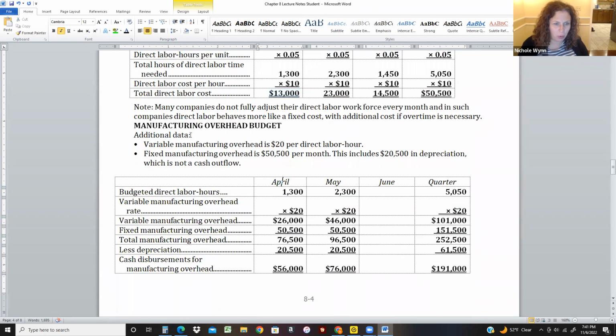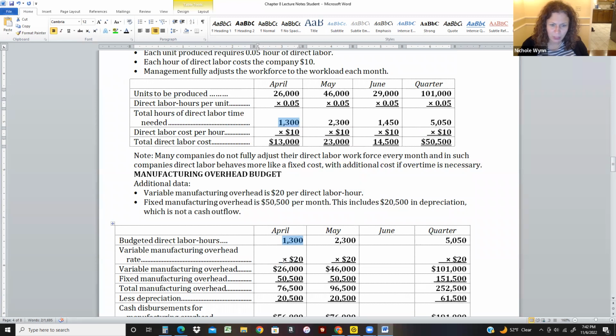So looking at April for our overhead budget, overhead is going to be based on variable overhead and fixed overhead. Variable overhead, our rate is $20 per direct labor hour. So every hour we spend on direct labor, we're going to basically give it $20 of overhead. So if we work 1,300 hours, which comes from up here, at $20 an hour, that's 26,000. Our fixed overhead is 50,500. So if you take 26,000 and 50,500, then we have 76,500. But of the 50,500, that includes 20,500 that is depreciation. So depreciation is not a cash flow because you don't write a check for depreciation. It's just equipment getting used up over time.